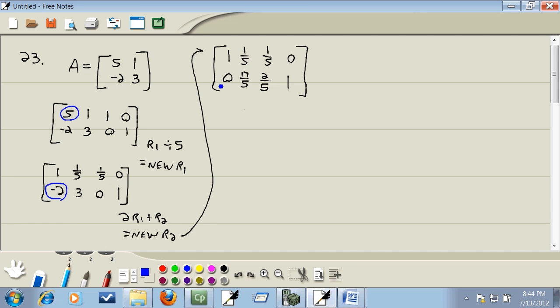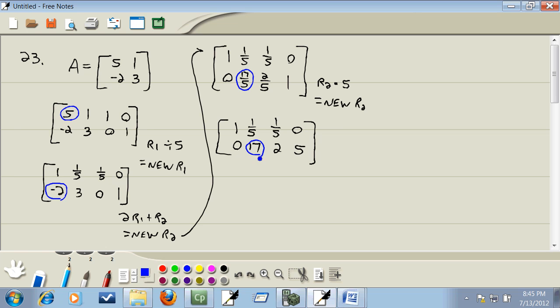Now our goal at this point is to get a 1 right here. Well, we can multiply a row by a number. So we're going to take row 2 and we're going to multiply it times 5 to give us our new row 2. So first row remains as is. Five times 0 is 0. 5 times 17/5, the 5's cancel. 5 times 2/5, the 5's cancel. And 5 times 1 gives us 5.